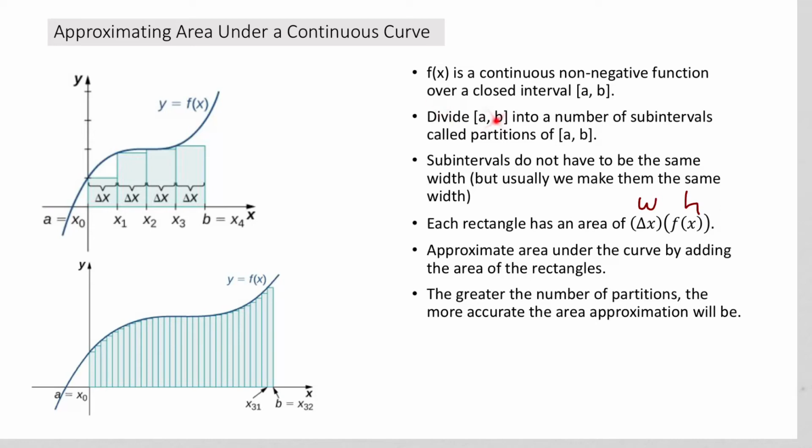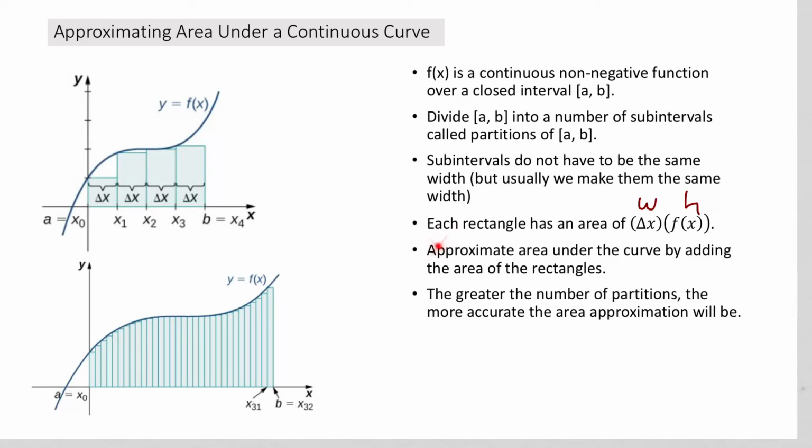So we divide ab into a number of sub-intervals called partitions of the closed interval ab. These rectangles here are each considered a sub-interval, a partition. Sub-intervals do not have to be the same width, but usually we make them the same width. You can encounter problems where they won't be, though.